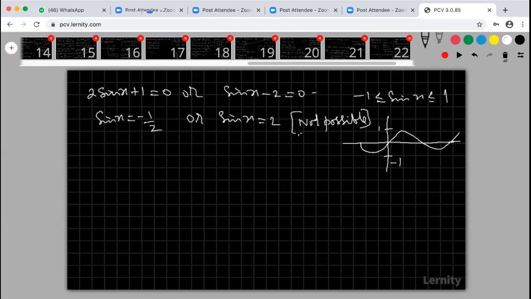Please try to understand. Sin x value lies between minus 1 to plus 1 only. Sin x equal to 2 is not possible. So therefore, this is the only solution. So this is sin of pi by 6 minus sin of pi by 6. Okay, and this can be written as sin of pi plus pi by 6. Why, sir? Because sin of pi plus theta is minus sin theta.